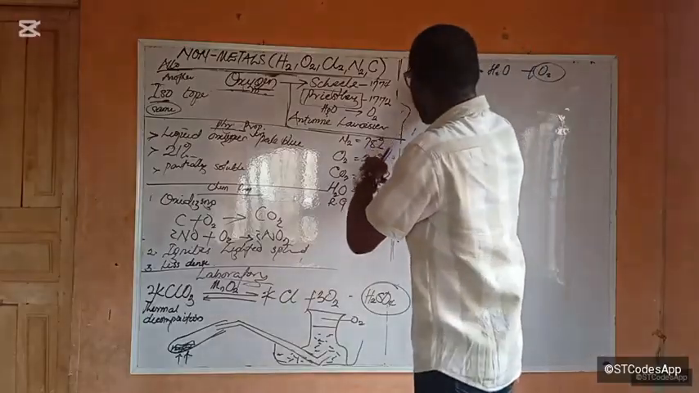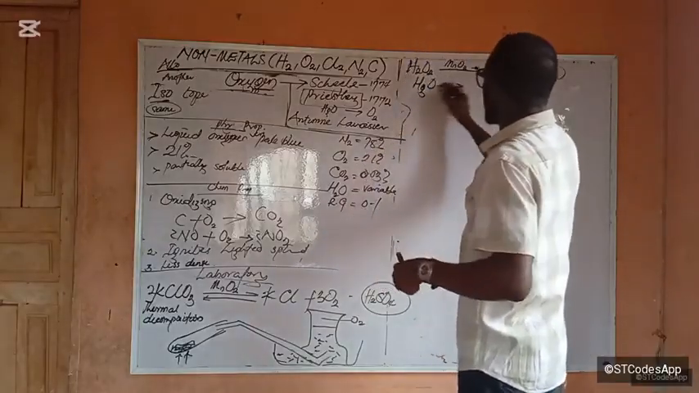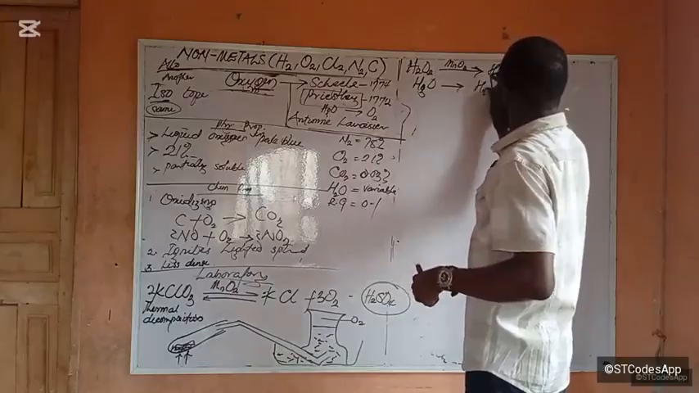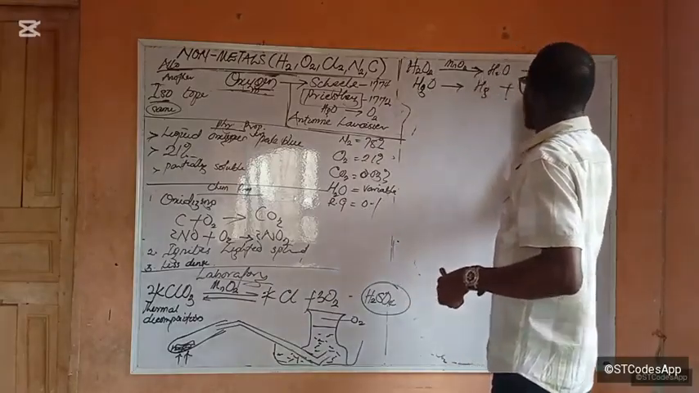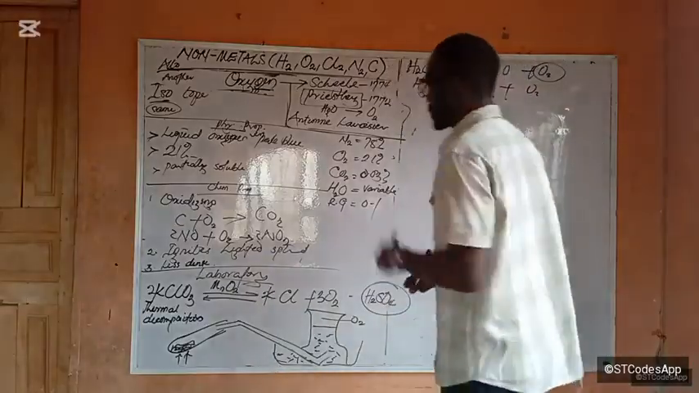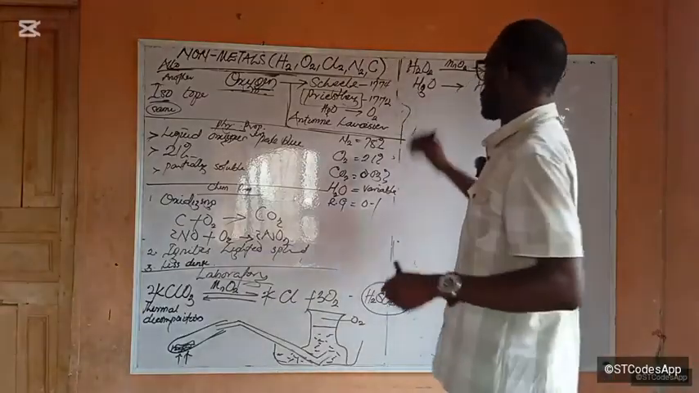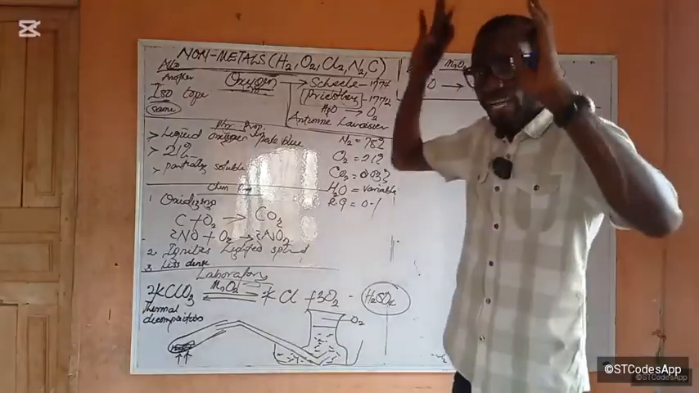Then the one Priestley used was mercury oxide. He heated it and produced mercury and oxygen. So that was the way Priestley first produced oxygen. So that's the laboratory preparation.